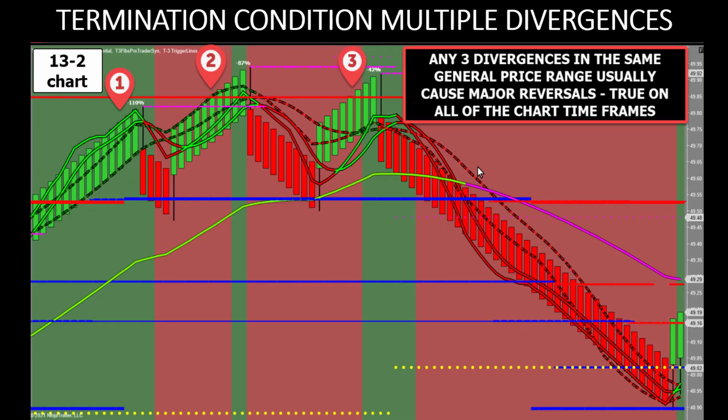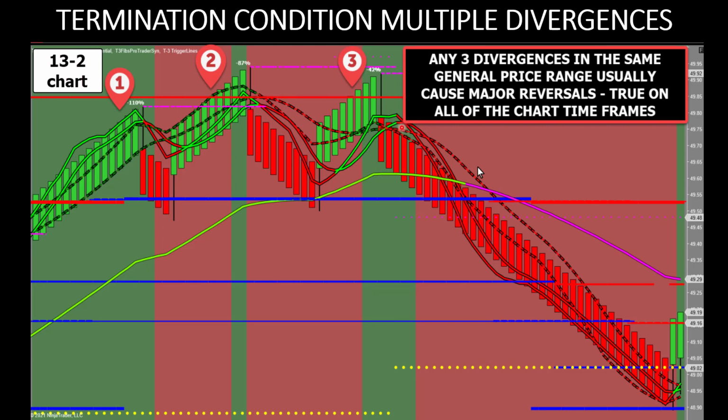Multiple divergences may also cause a termination condition to be true. If you notice, this chart has 3 divergences that are labeled at 1, 2, 3. The market has a tendency after the third divergence to make a strong move in the opposite direction. If you reach Fibonacci resistance with any divergence present, it is particularly important to stop taking trades with the trend. Finally, after the third divergence, we may look to initiate trades in the opposite direction on the smaller charts as trend trades after the trigger lines reverse to the downside.